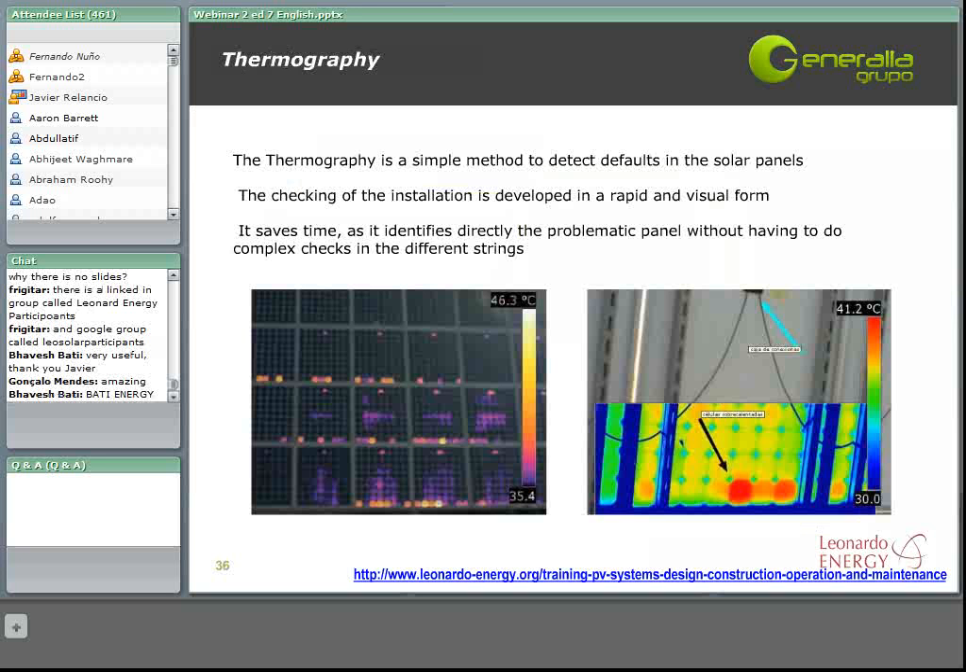As you can see in the image at the bottom right of the slide, there are some cells that have been highlighted in red. These cells should be checked as they may be defective.